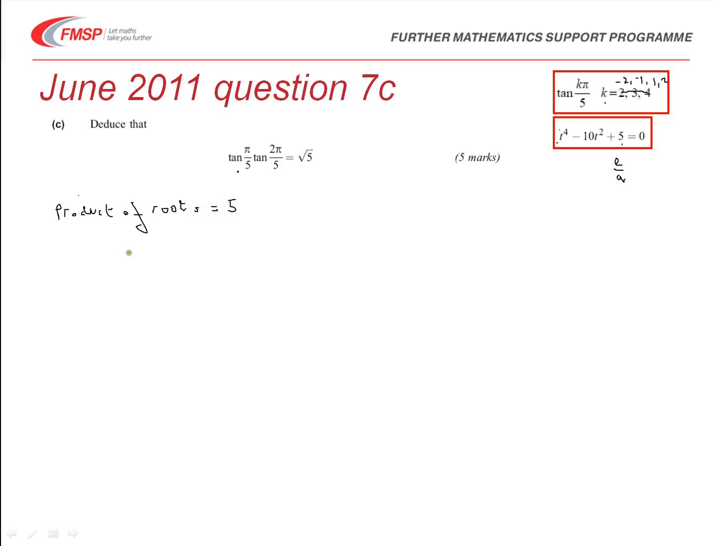So what are the roots? Well, they were these things, weren't they? So this is the fact then that tan of minus 2 pi over 5 multiplied by the tan of minus pi over 5 multiplied by the tan of pi over 5 multiplied by the tan of 2 pi over 5 must therefore equal 5.